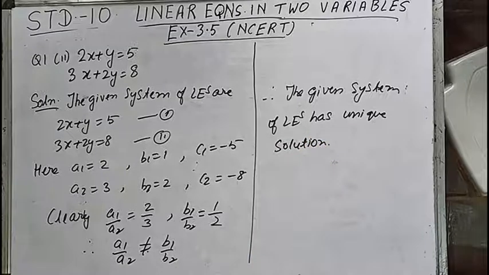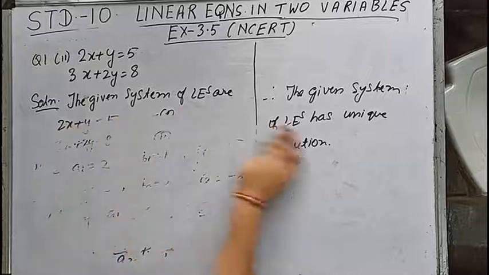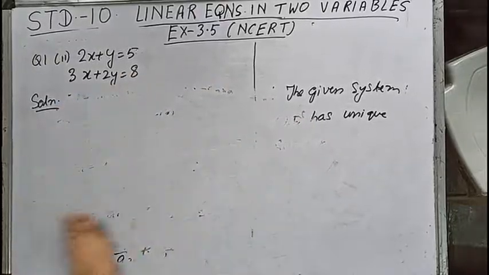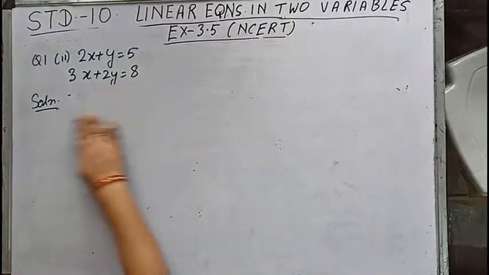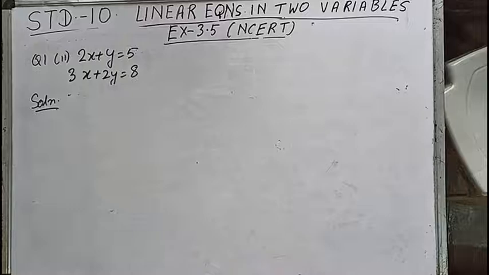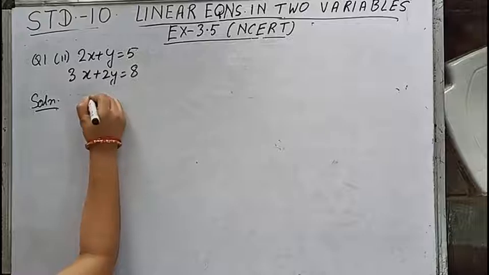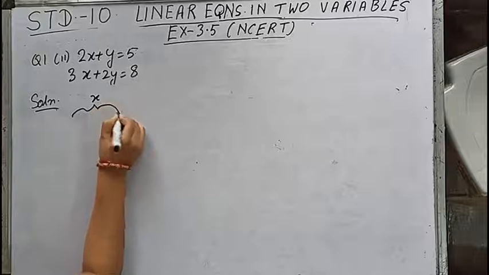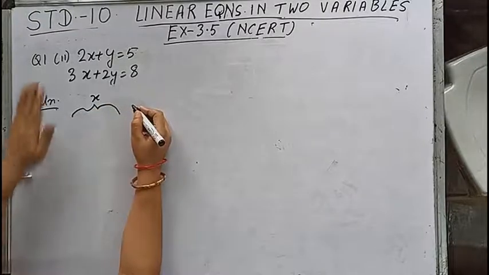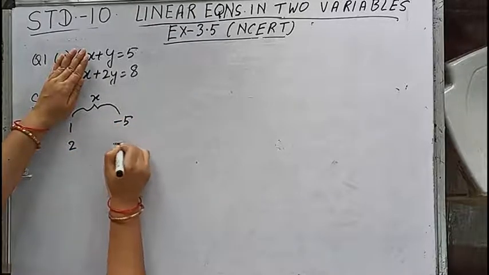Now let us find that unique solution by the method of cross multiplication. Under x we will be writing over here 1, 2, minus 5, minus 8.